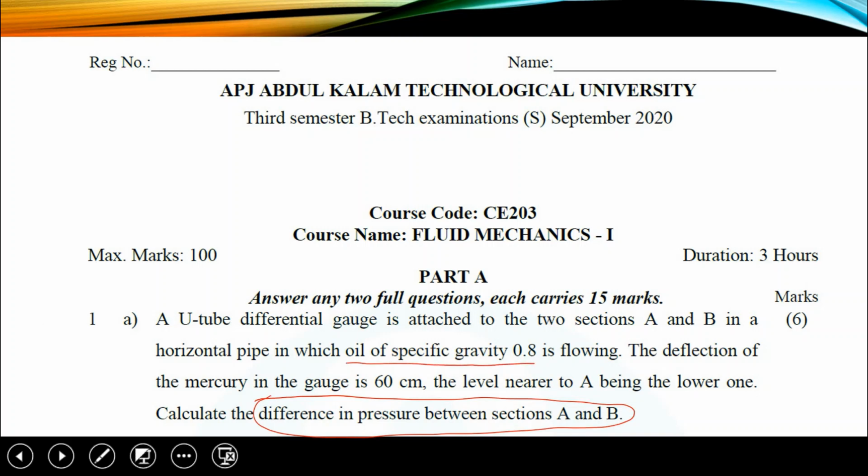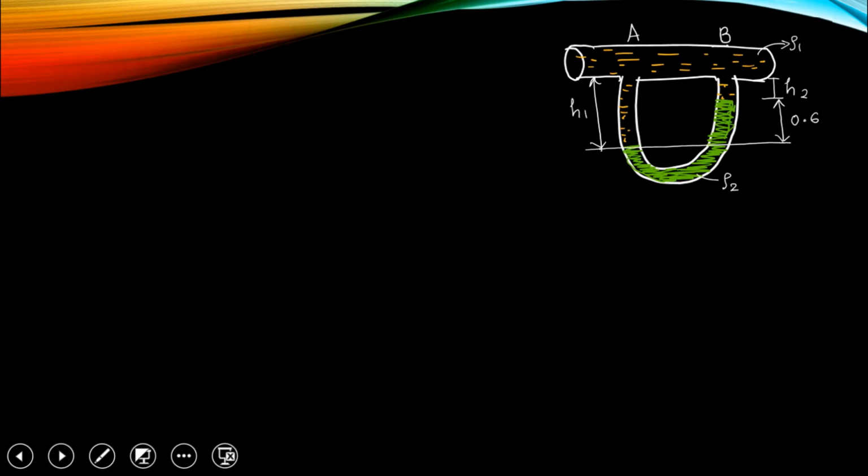Now, let us draw a figure for this question. So, a pipeline which carries oil of specific gravity 0.8 is flowing. And we have marked two sections A and B, and between these two sections we have placed a U-tube differential manometer which contains manometric liquid as mercury. So let us see how we can find out the pressure difference between A and B.